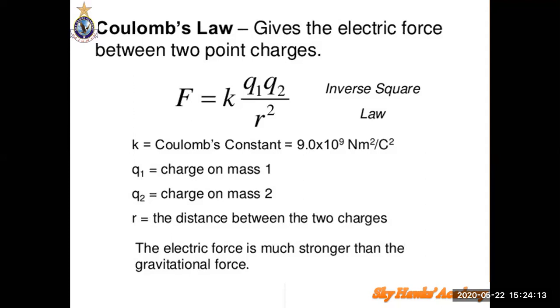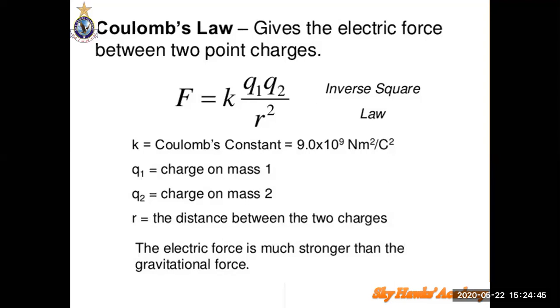Coulomb's constant value is 9.0 times 10 raised to the power 9 Newton meter square per Coulomb square. Q1 is the charge on mass 1, and Q2 is the charge on mass 2. R is the distance between the two charges. So this is what I have written here, no statement, no explanation, just the mathematical format. The mathematical equation of Coulomb's law is given.